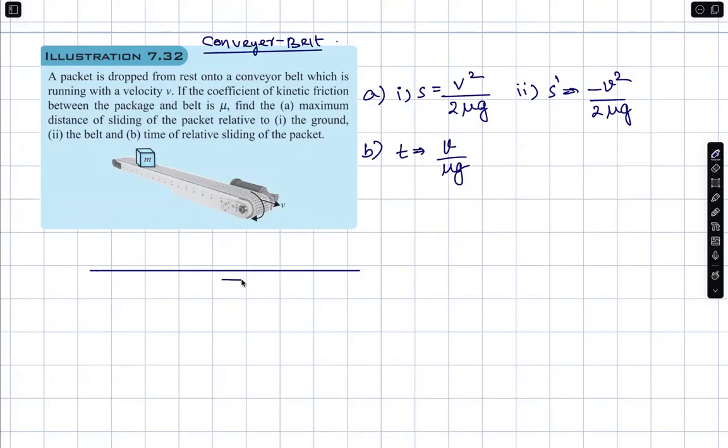Now this is the conveyor belt, which is moving with a velocity v, and this is a block dropped on the conveyor belt.